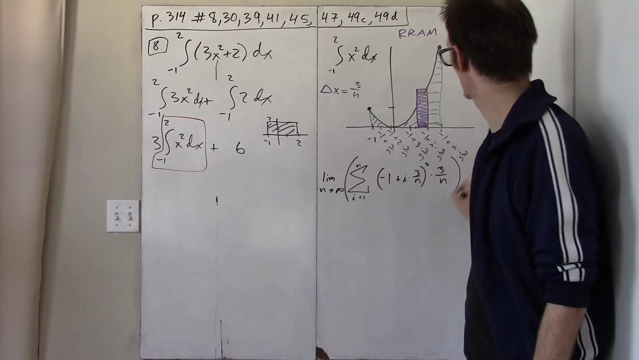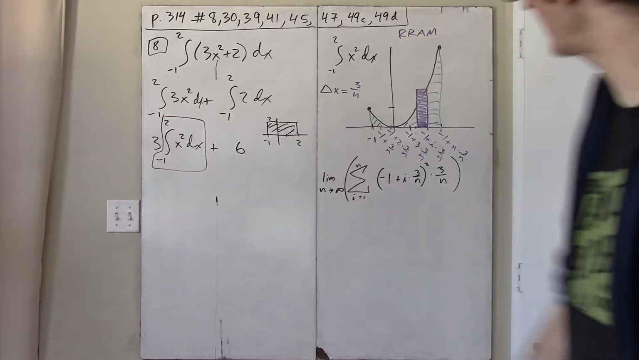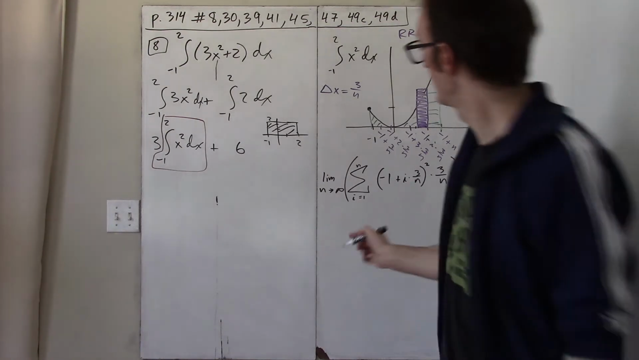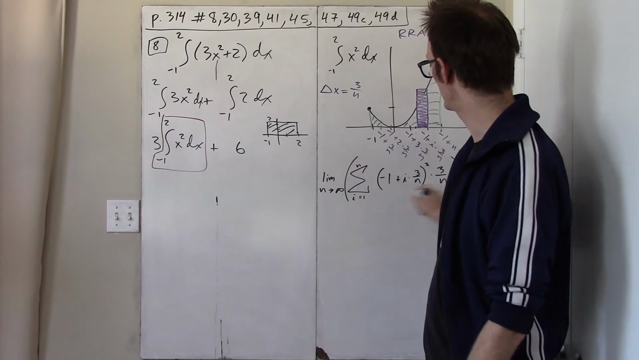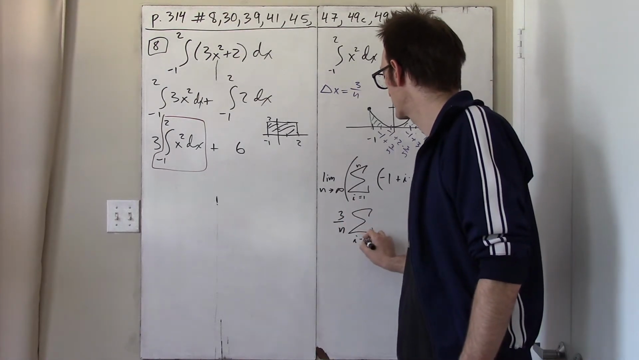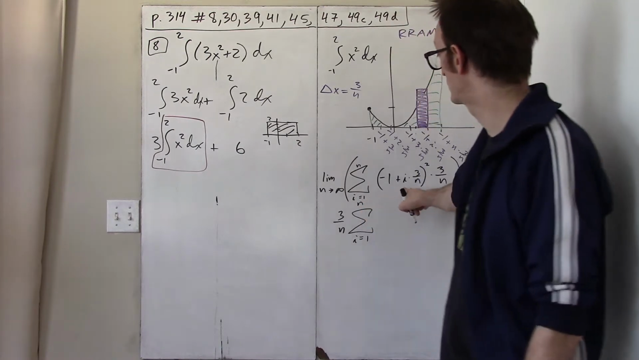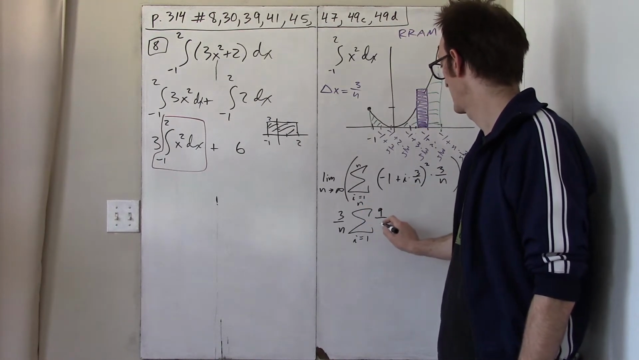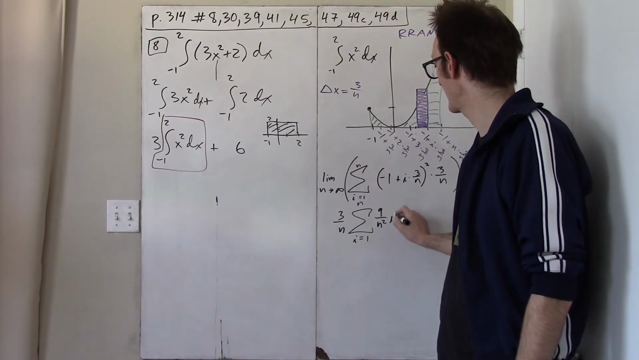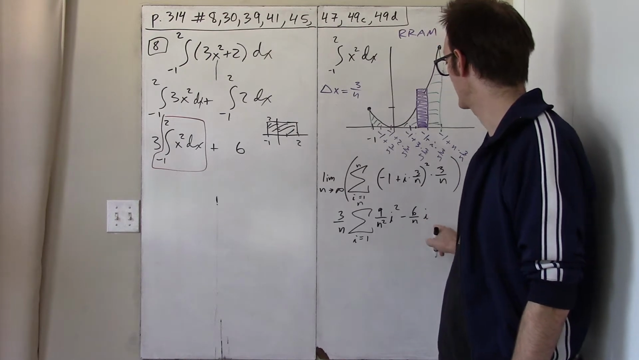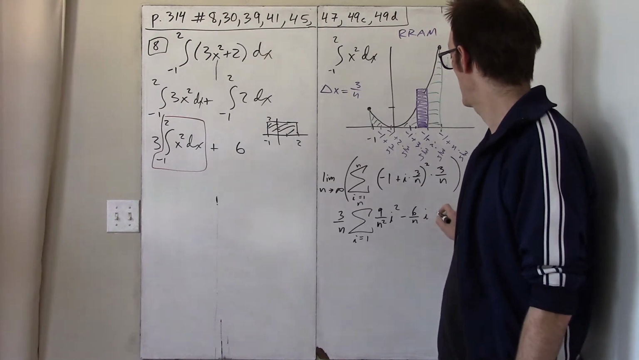Okay, so this is quite abstract and theoretical, but once you do it a couple times, maybe it's not so hard. So now what can I do? I can factor this 3 over n out of the summation. I can just work out this algebra, which gives me 9 over n squared i squared minus 6 over n i plus 1.